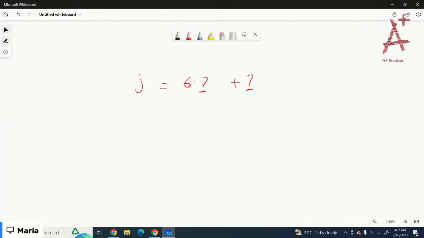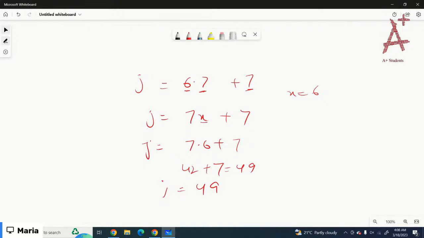So you have to calculate after how many days. Basically, the equation is j equals 7 times x plus 7. Got it? X is for the days, so the days you are given to calculate is 6, so just replace the x with 6, so it would be 7 times 6 plus 7. Got it? So 7 times 6 is 42, and 42 plus 7 equals 49, so it would be j equals 49. Got it?